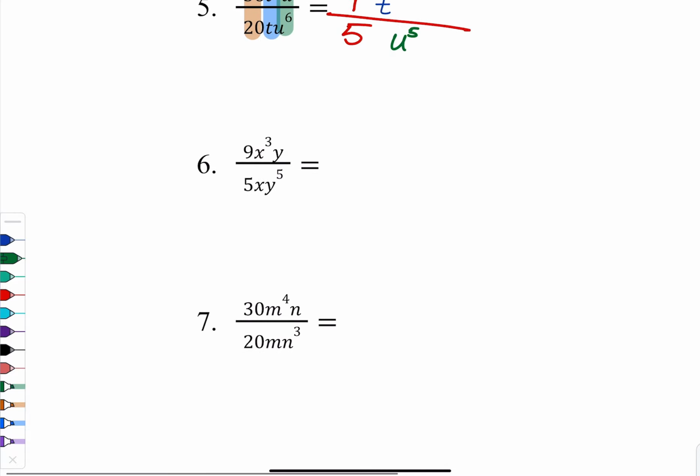Easy, let's continue. So 9 over 5 first, and then how about the X, which side is bigger? And then how about for Y, which side is bigger? So X, the upside is bigger, so 3 minus 1, 2. Y, the downside is bigger, so 5 minus 1, 4.